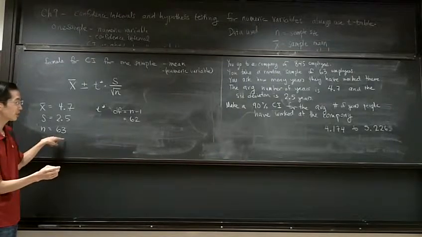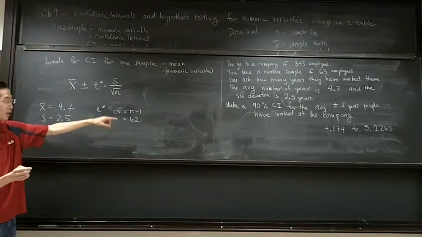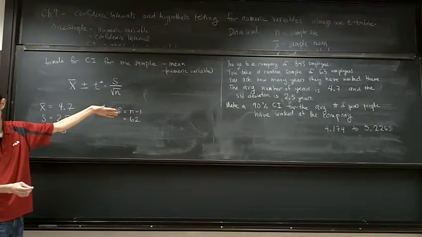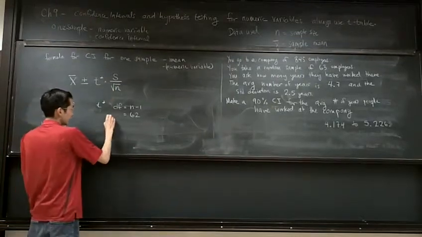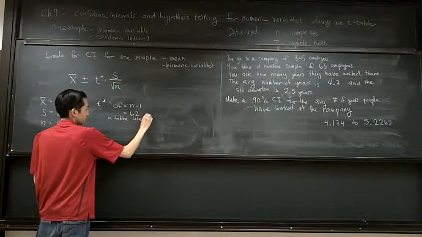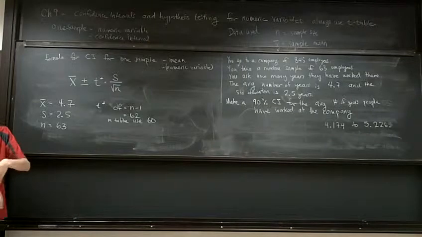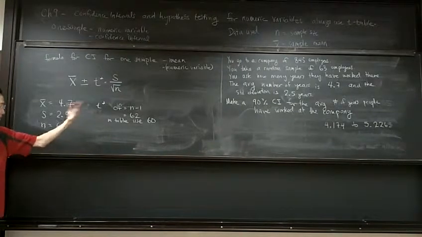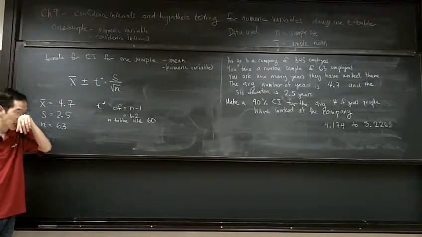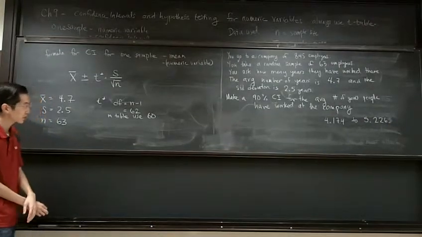Well, n is 63. 63 minus 1 is 62, right? But when we go to our table, we don't see 62, so we use 60. Now, if for some reason you had a different T-table that had 62 degrees of freedom, of course you would use 62 degrees of freedom. But if your table doesn't have that, just use the next one, 60.